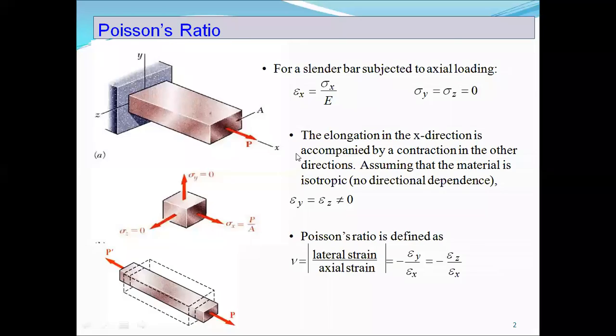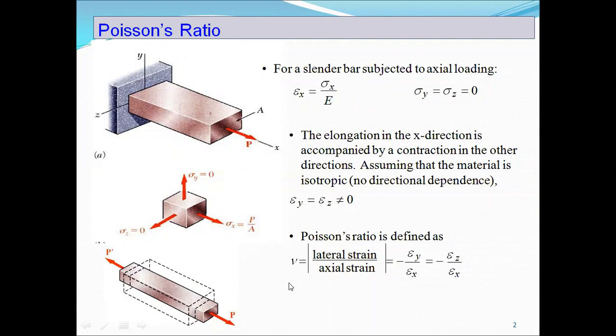Bismillah Rahman Rahim. Today's topic is Poisson's ratio. It is the property of the material, and it is defined as the ratio of the lateral strain to the axial strain, and it is represented by the Greek letter mu.